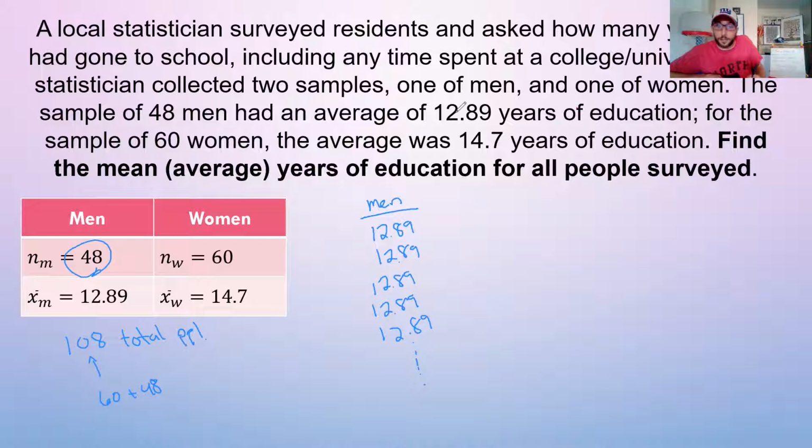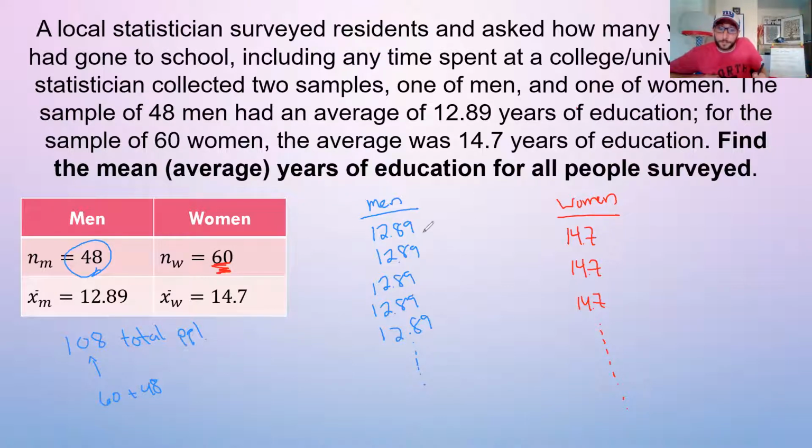And then for the women, I could do the same kind of thing. For each of the 60 women, I don't know their individual years of education. I can't list all 60 of them separately. My best bet would be to just assume all 60 were 14.7, which I know wouldn't be true, but the average is a good guess. So I could list 14.7, 14.7, 14.7, and I could list that 60 times.